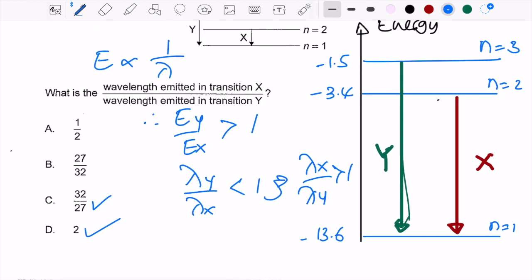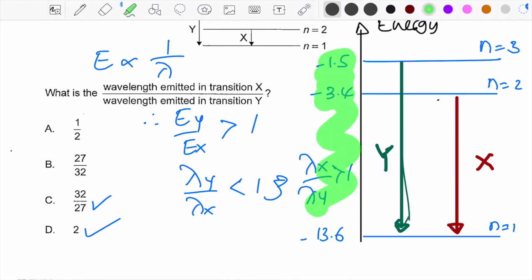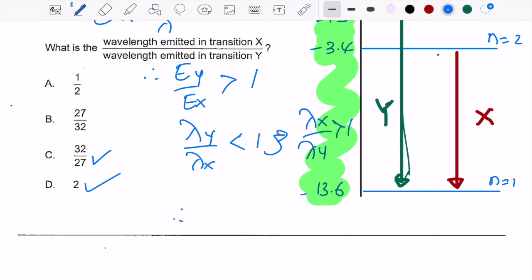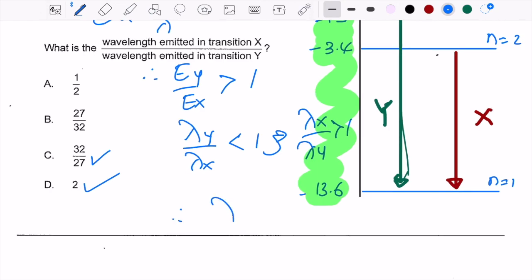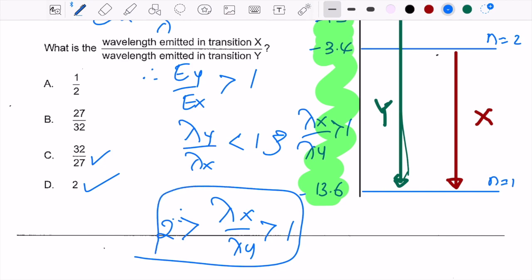Second thing is, if you look at these energy values, I can see, yes, Y has more energy but not as much as twice. So lambda also in a similar way, lambda X over lambda Y should be more than 1 but not as big as 2. So your answer should be somewhere between 1 and 2. That's why we remove this answer and pick answer C as the answer for question number 40.